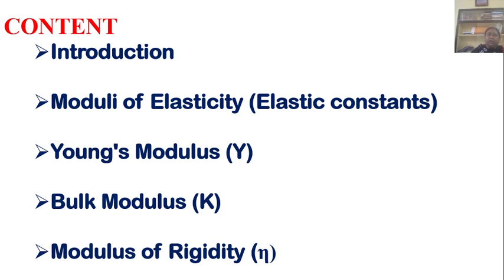Now in elasticity, the property of a body by virtue of which it resists deformation force and regains its original shape and size when the deformation force is removed is called elasticity. And plasticity: a body which cannot regain its original shape and size when the deformation force is removed is called plasticity. An example of plastic material is clay.